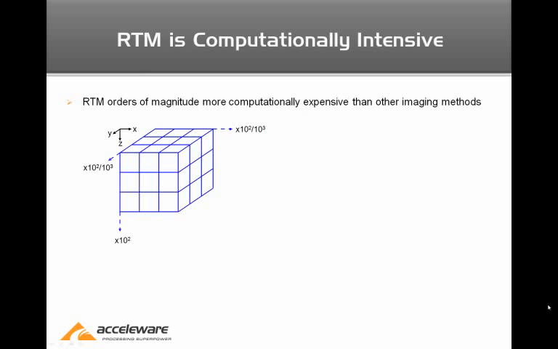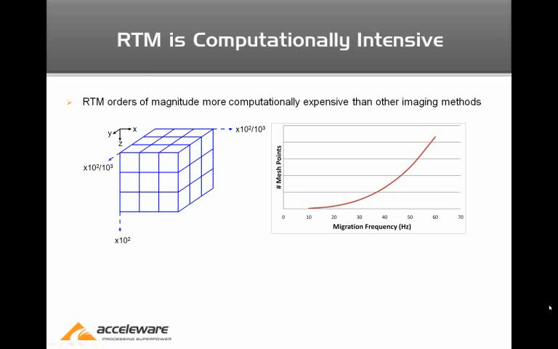Now, the superior imaging capabilities of RTM come at a cost. Compared to other imaging methods, RTM can be orders of magnitude more computationally intensive. And the scale of the problem becomes clear if we appreciate that the first step of RTM is to discretize the image volume onto a mesh. And typically there may be hundreds or even thousands of mesh points in each dimension. And the wave propagation at the heart of RTM requires wave field update calculations at each of these mesh points.